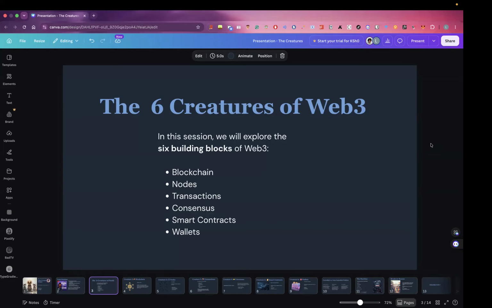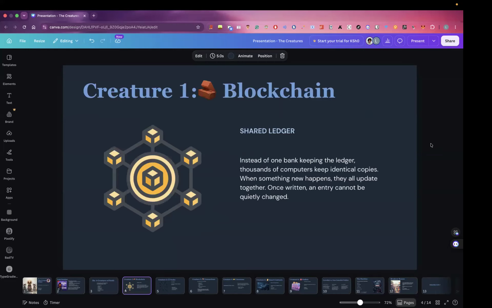We can now dive into these building blocks, six of them, starting off with blockchain. So you've probably heard of blockchain a lot.